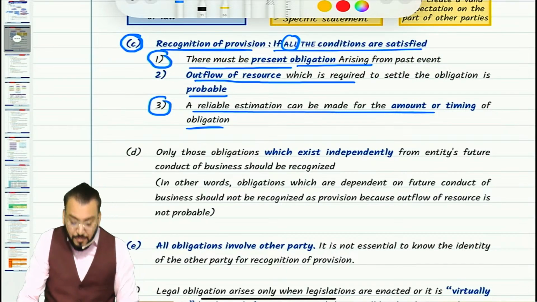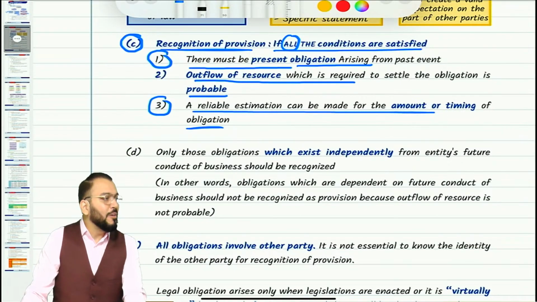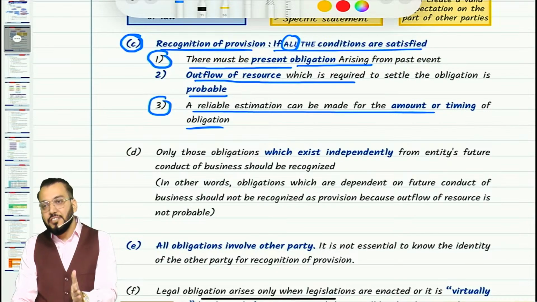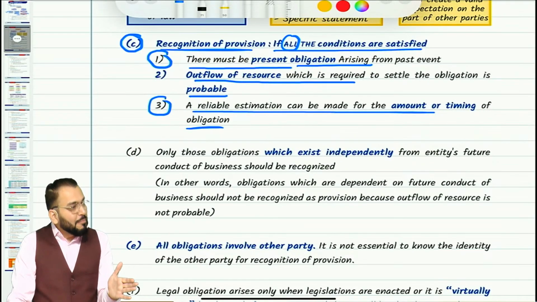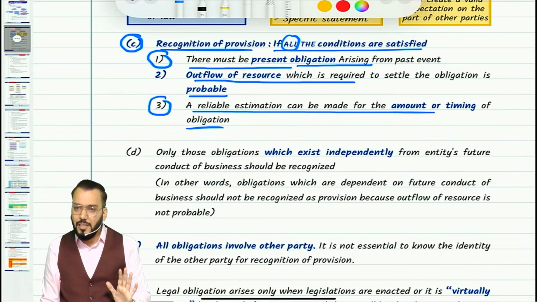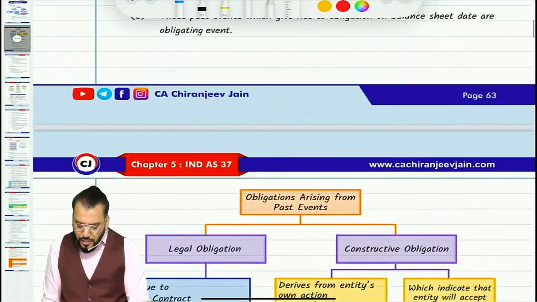Can you repeat it once for me? What is the first condition? There must be a present obligation arising from a past event. Outflow of resources which is required to settle the obligation must also be probable, and a reliable estimation can be made for the amount or timing of the obligation. Understood? Have you understood this point? Three conditions. Correct. Present obligation you have understood, sir.